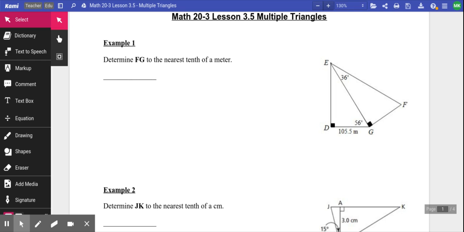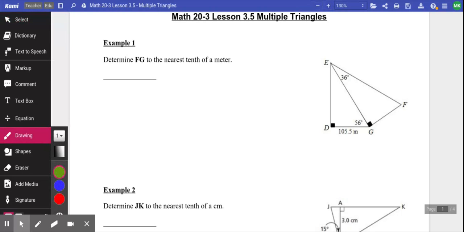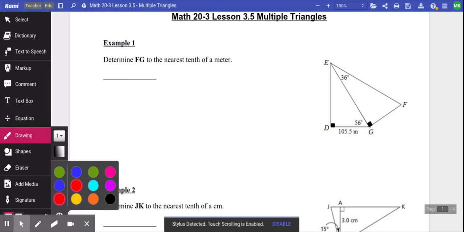Okay, this question says determine FG to the nearest tenth of a meter. FG means if you drew a line from F to G. So it's asking you to find this right here, a line from F to G.